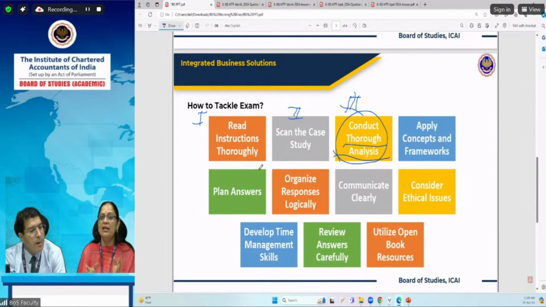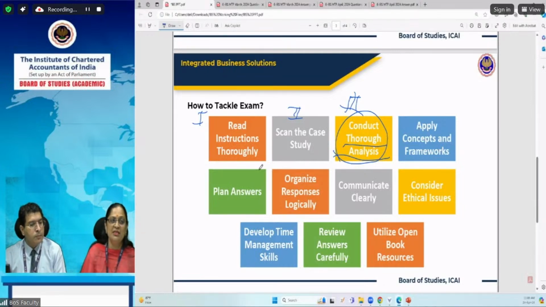But the only thing is, since it is Integrated Business Solutions, it is interrelated with other subjects. It can be of financial reporting, advanced financial management, advanced auditing, assurance, professional ethics, direct tax, indirect tax, or the self-paced modules: Set A, that is law, and Set B, that is strategic cost and performance management.